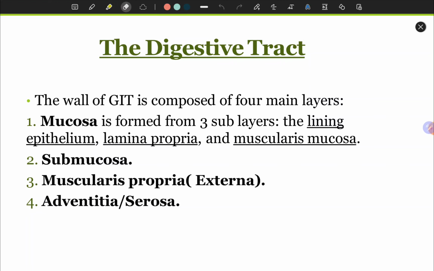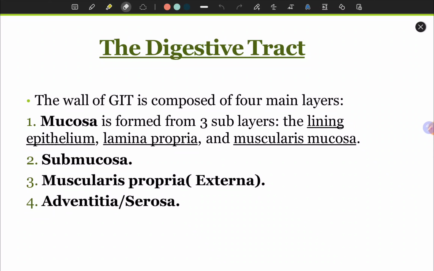If we take this tract and cut it transversely, we will again start to count the layers from inside to outside. The layers of the wall of the GI tract in general are, first, the mucosa, which is formed of three sublayers: the lining epithelium, the lamina propria beneath it, and the muscularis mucosae. In the whole tract, the lamina propria and the muscularis mucosae are the same, while the epithelium changes from one part to another. Then comes the submucosa, the second layer, which is dense irregular connective tissue. And number 3 is the muscularis propria, sometimes called muscularis externa.